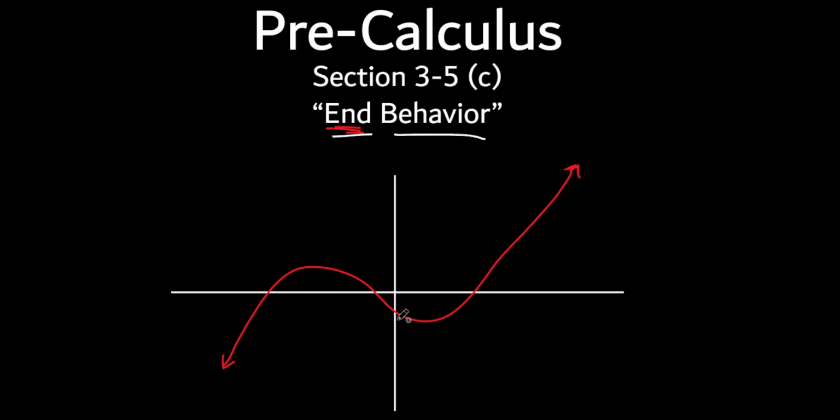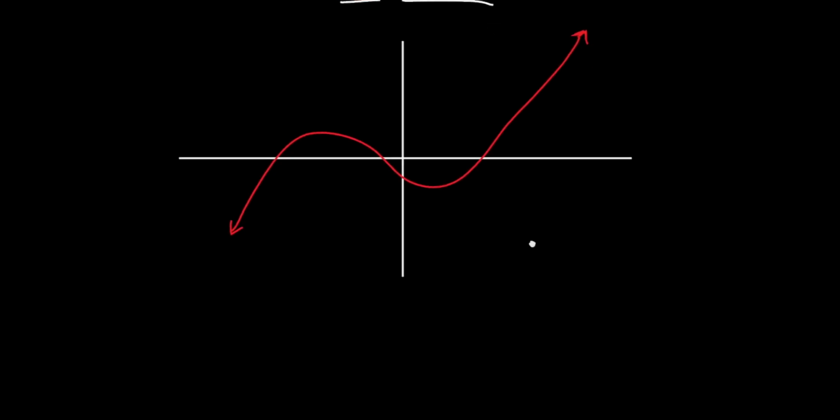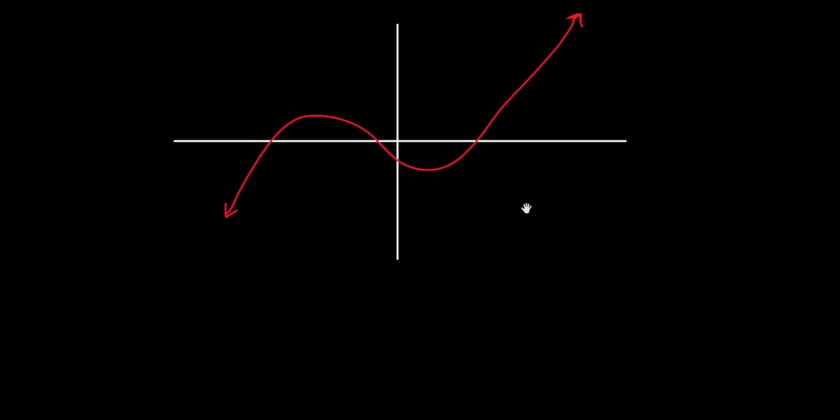What behavior does it have? Where is it going on the ends? So, what is it doing here? And what is it doing here? All right? I'm going to show you how we're going to mark it. So on this particular function, and it is a function, correct? It passes the vertical line test, and it's continuous, all that kind of stuff. What is it doing right here? So here's how we're going to show this.